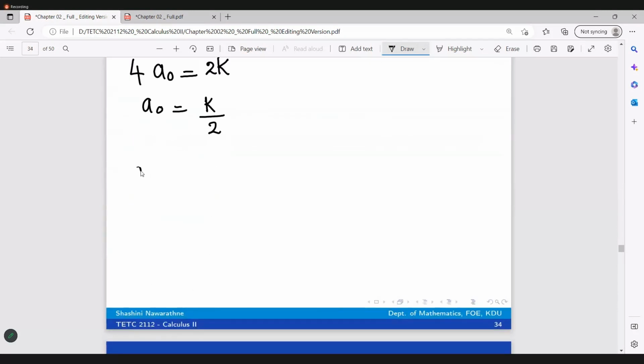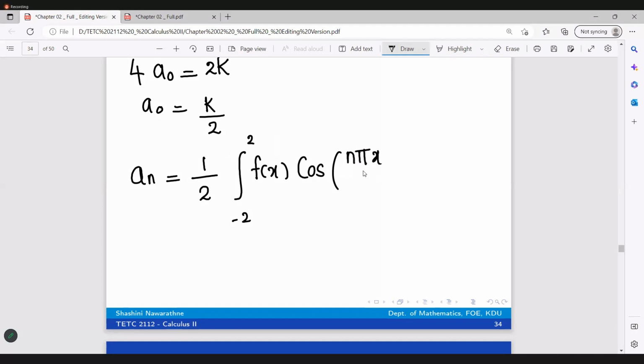Then move to the second coefficient, an. We have the expression 1 over 2, integration from minus 2 to 2, f of x cosine n pi x over 2 dx. So here also we can write this as 2 times an.